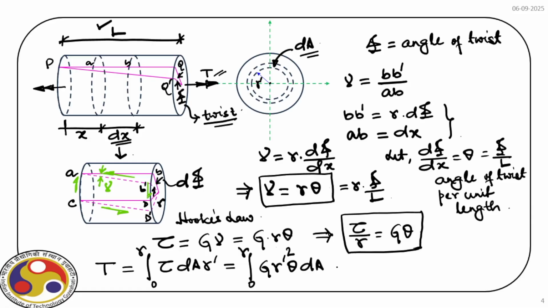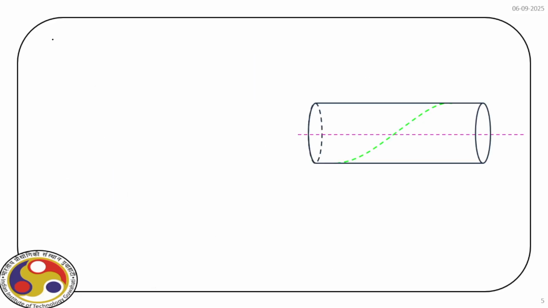Now we can further modify this expression. Let us take G theta common, because this is constant, we can take it out of the integral. So we have integral 0 to r of r prime square dA. Now this quantity you can identify, this is nothing but the polar moment of inertia, or IP, right? Okay, so effectively what we get? We get T is equal to G theta times IP.